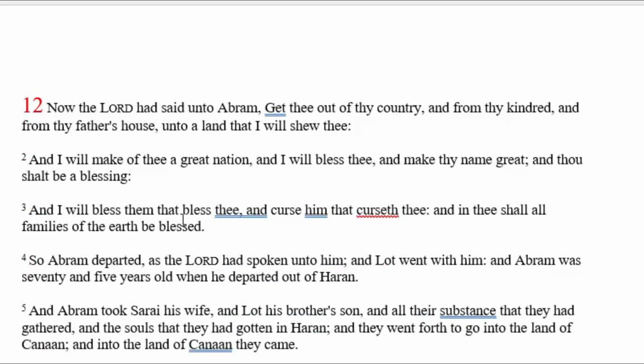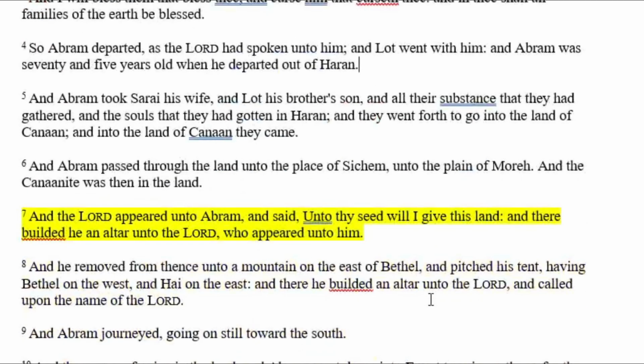Now the Lord, and I will bless them that bless you and curse those that curse you. And in you all the families of the earth shall be blessed. So in you, everything that emerges from you is going to become blessed from what? Good or bad? It's all going to come out that way.